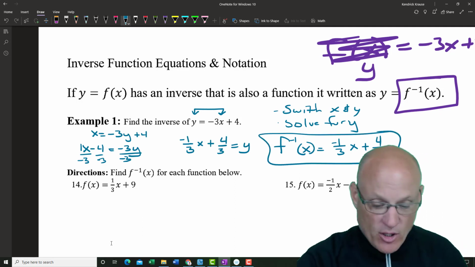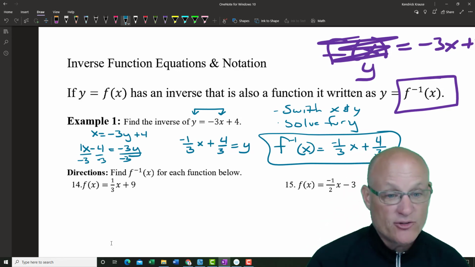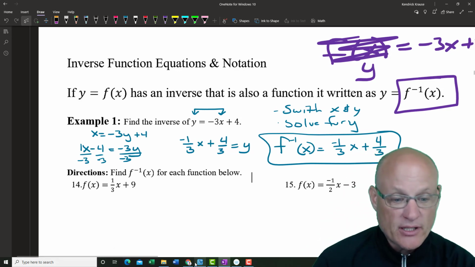Now, one of the things I would hope that you would get in the habit of doing is checking your answers. And you can do it very quickly on the calculator.